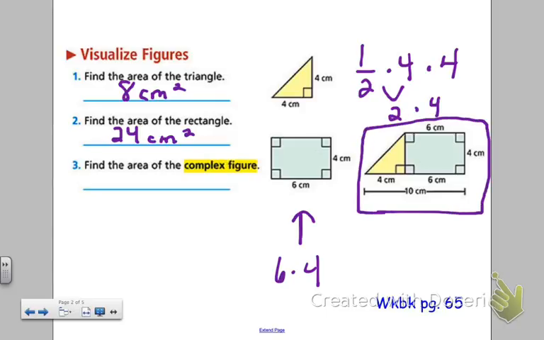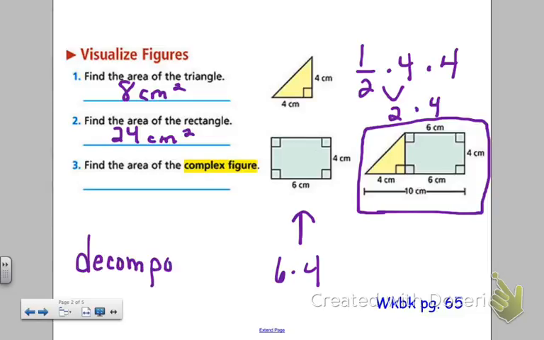Ladies and gentlemen, a complex figure is, well, just that. It's a geometric figure made up of smaller geometric shapes, ones that you're already very familiar with, such as triangles and rectangles, squares, parallelograms, trapezoids. All the ones that we have found the area of so far, you may come across them in a complex figure. It's very simple to find the area of a complex figure once you have decomposed it.